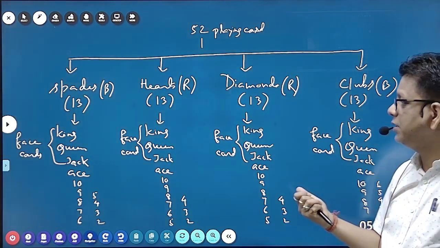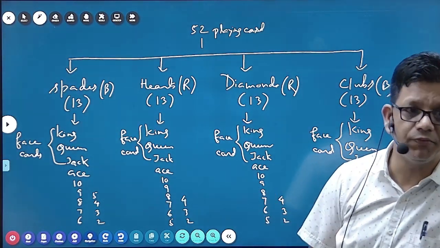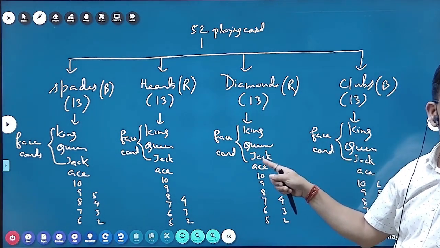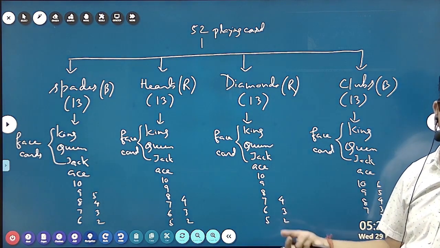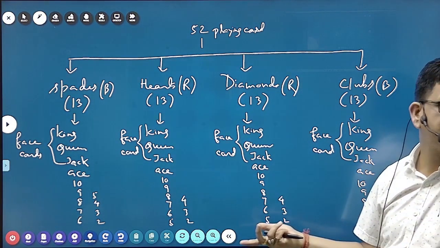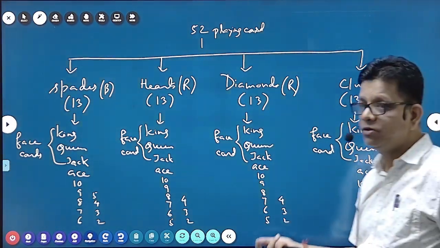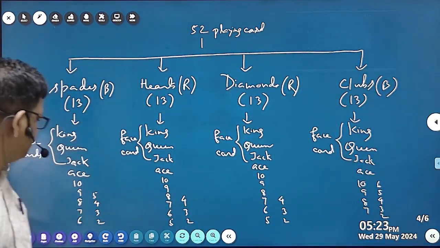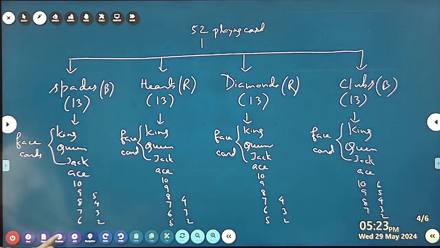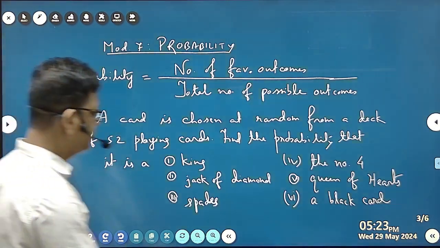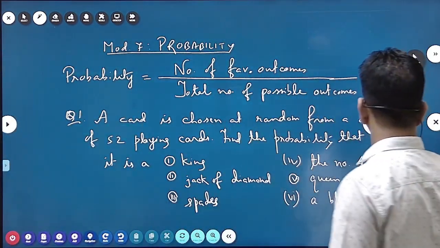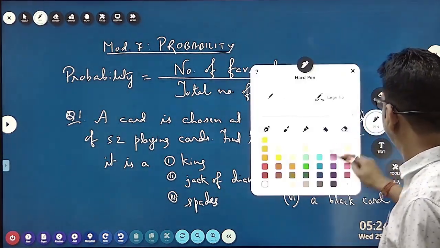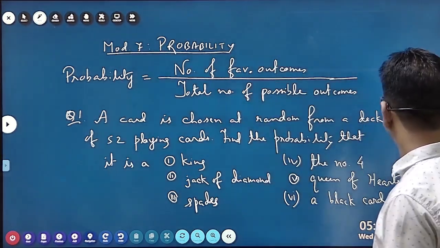What is the probability of getting a queen of diamond? In diamond there is only one queen. If this is ready, the total cards are always how many? 52. So your denominator will always be 52. Now let's go ahead with the answers. We don't need any steps. The table is ready. Let's find the answers one by one. Please try to answer. Steps are not required.